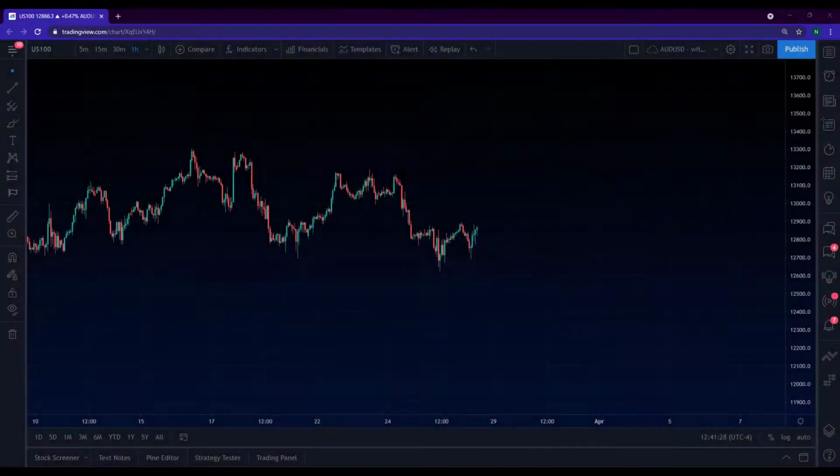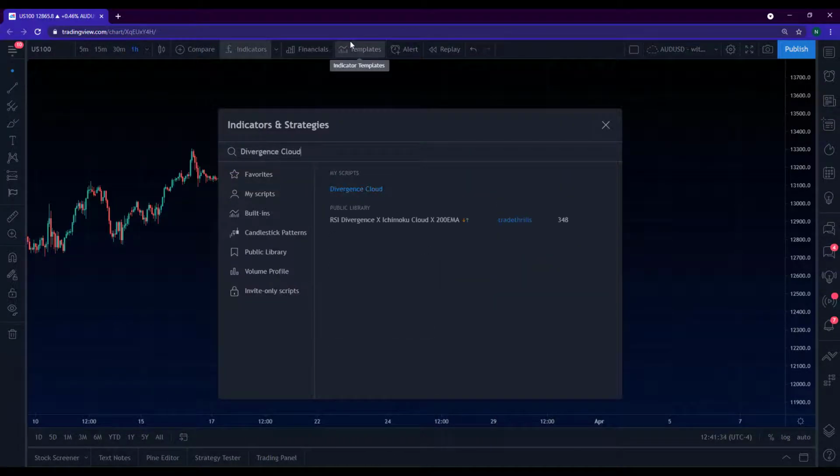Next, we're going to look at a few practical trading examples to see how the logic can be tailored to different charts and timeframes for profitable signals. We'll apply Divergence Cloud with its default settings onto the 1-hour chart for the NASDAQ 100.